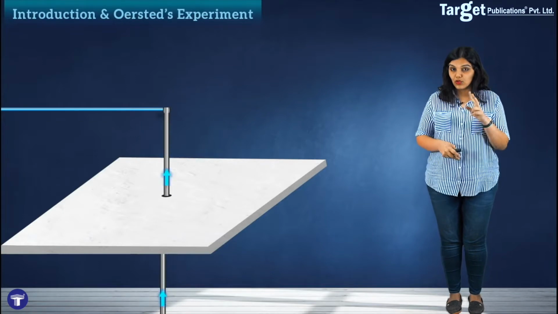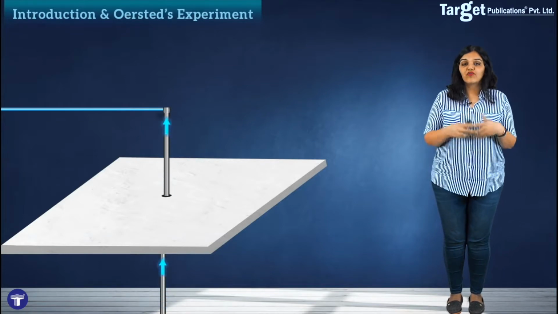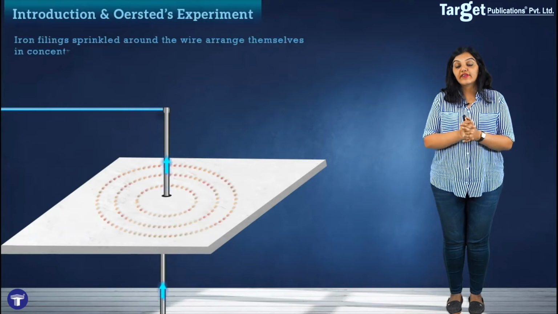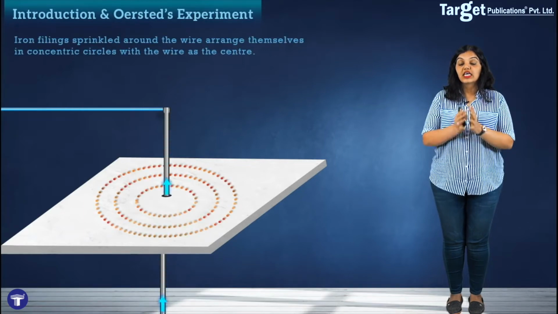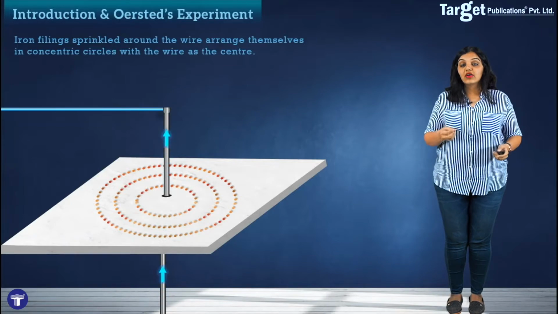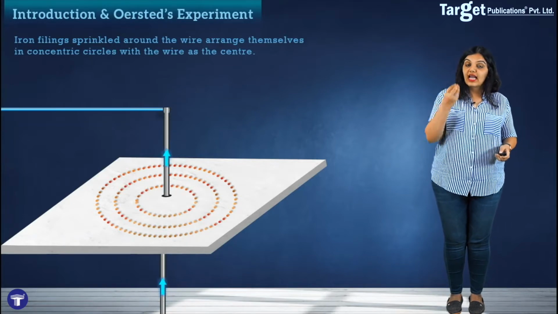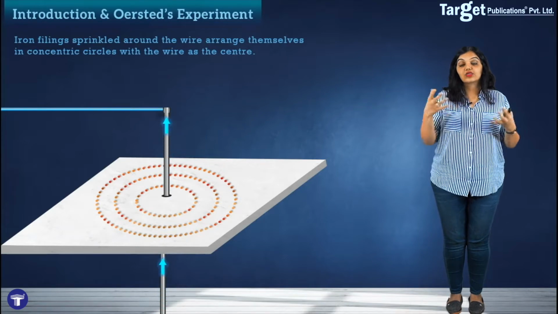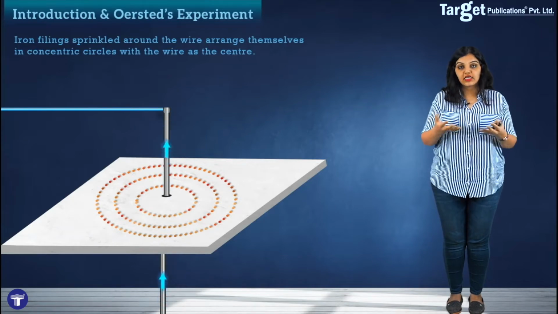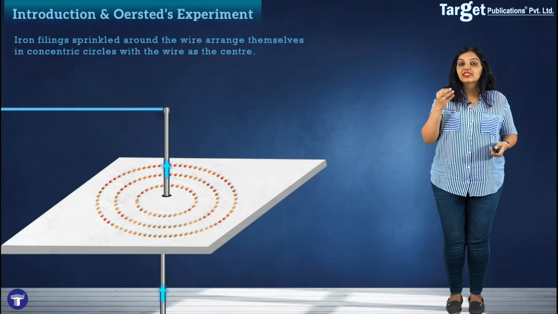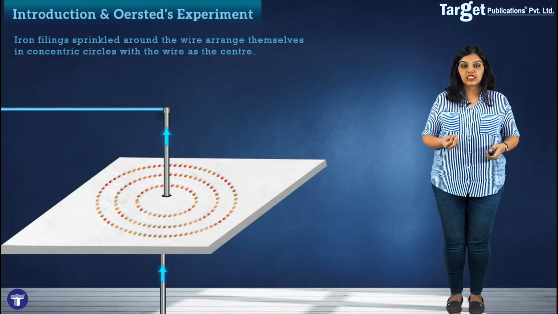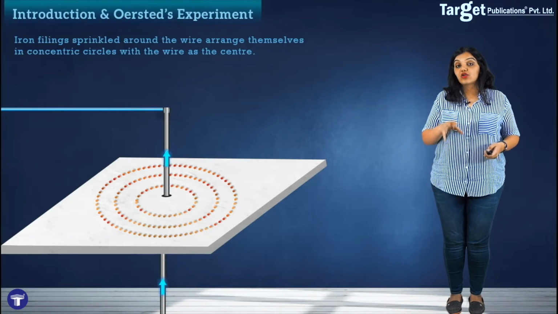Now we know that there are two ways to look at a magnetic field of a current carrying wire. One of the most famous ways is to sprinkle iron filings around a straight current carrying wire and see how they arrange themselves. So you basically have this straight current carrying conductor, and you place iron filings on a sheet which surrounds this conductor, and you lightly tap this sheet and you'll see that these iron filings arrange themselves in concentric circles.